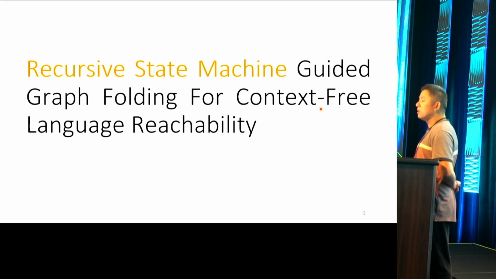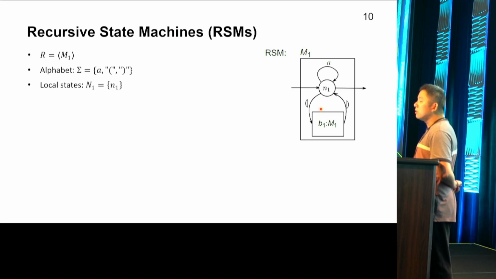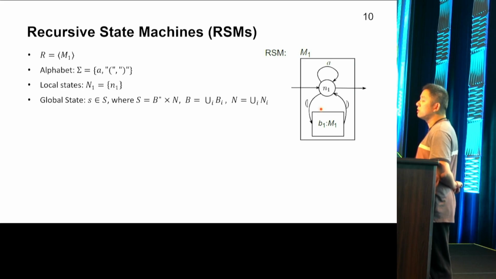The next concept is recursive state machine. Recursive state machines are extensions of finite state machines that introduce the concept of boxes. You can treat each box as a function, meaning that it can call other boxes and it can also be returned from boxes. Like in this example, we have a recursive state machine M1 with its alphabet A, open parens, and close parens. It has only one local state because it has only one node. And in terms of global state, informally, it's just the local state taking the calling context into consideration.